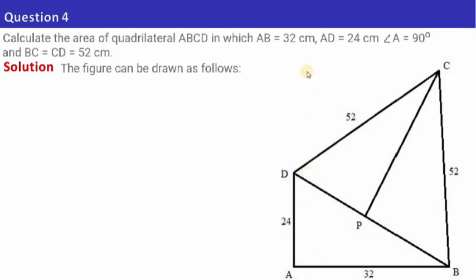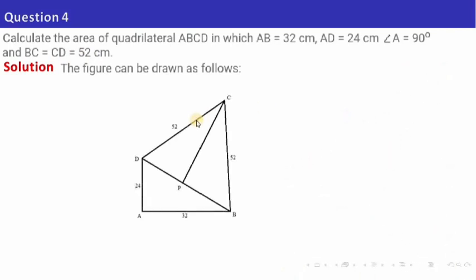Now, what are the things that are given to us? AB is given to be 32 centimeter. AD is given to be 24 centimeter. Next, BC and CD, both of them are 52 centimeter. So BC is 52 and CD is also 52. Let me make a smaller figure here. I hope you are able to see. Here I have drawn extra things. You can see I have drawn BD, and I have drawn CP also.